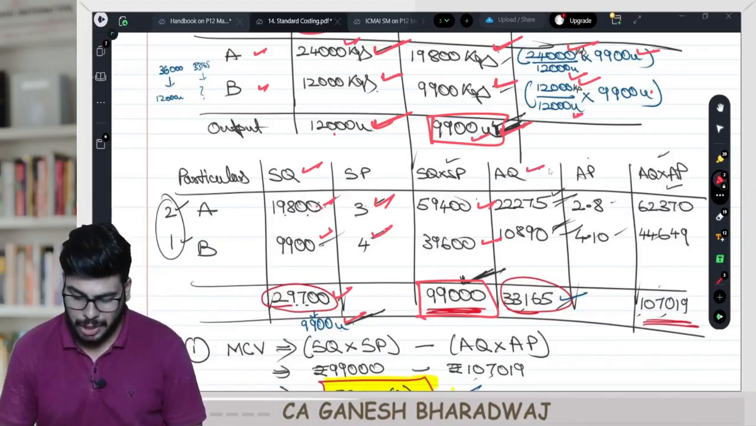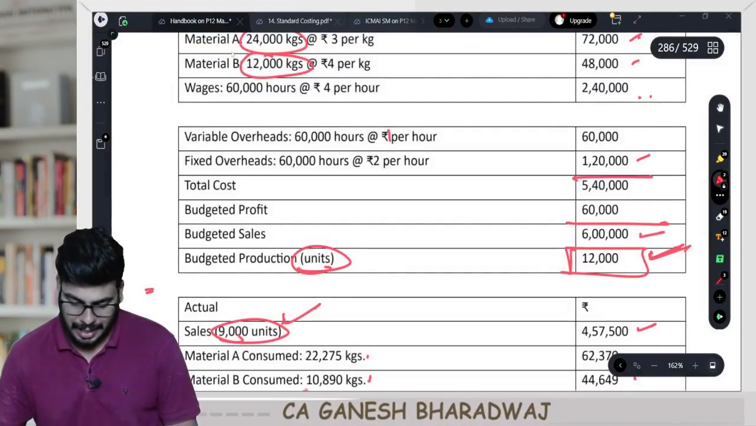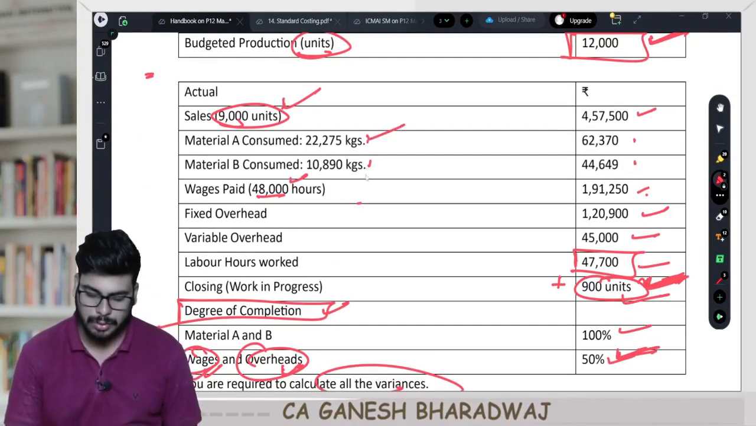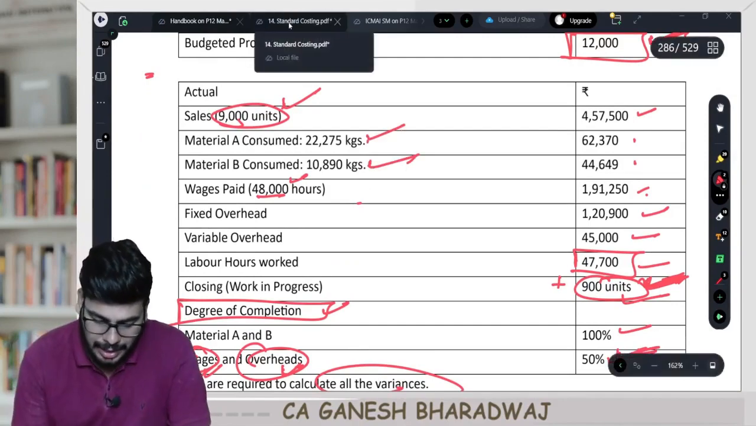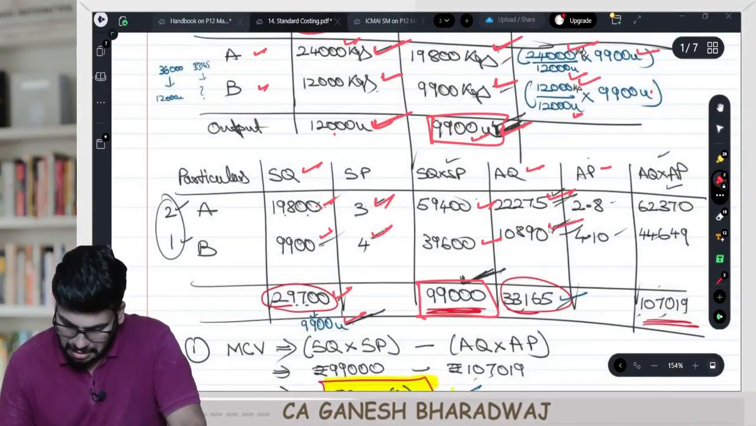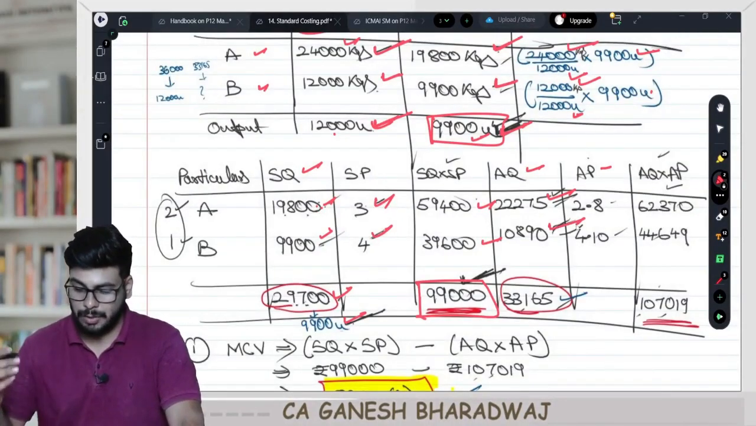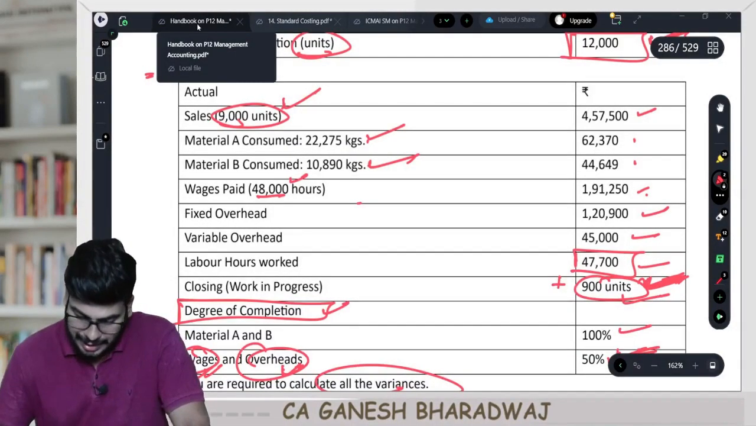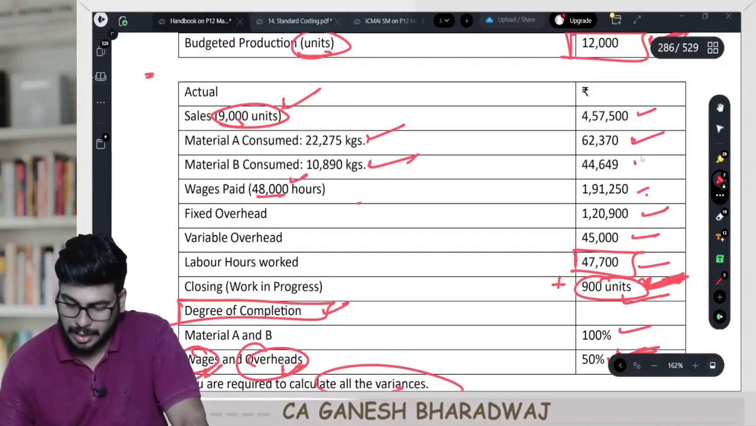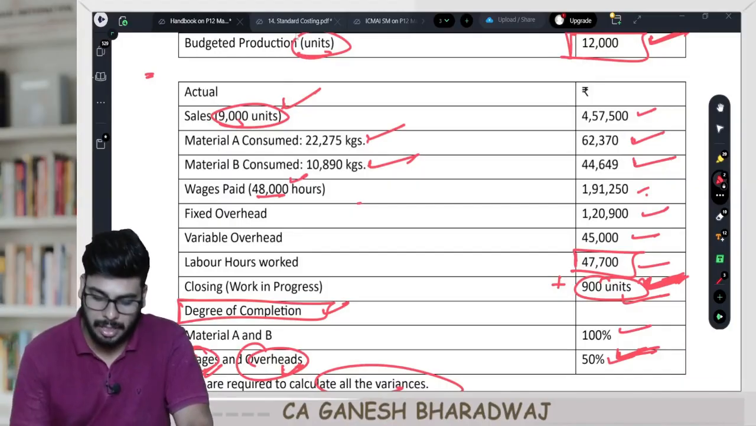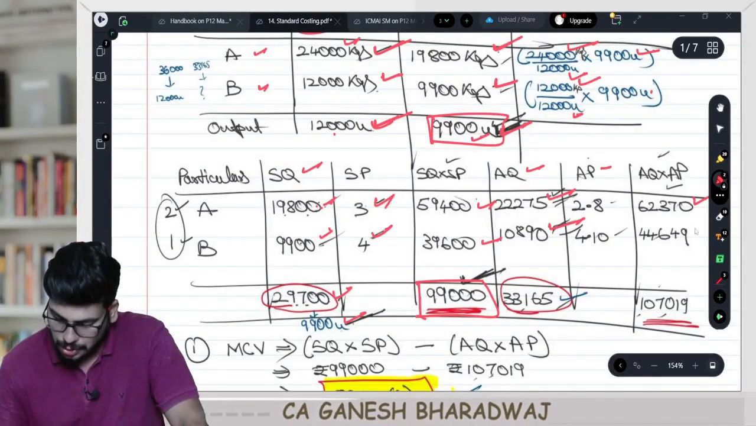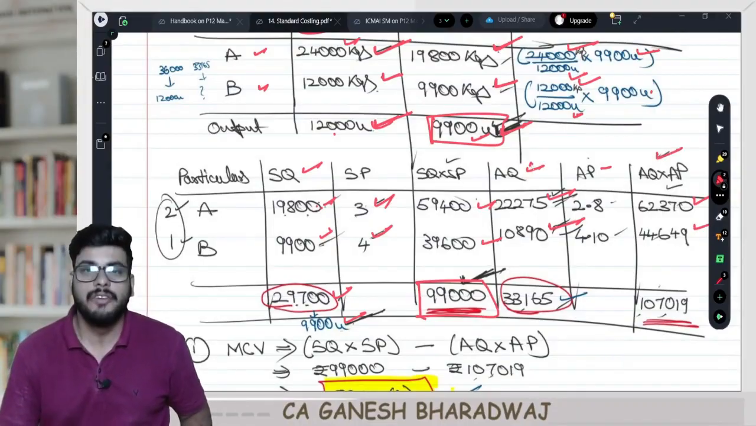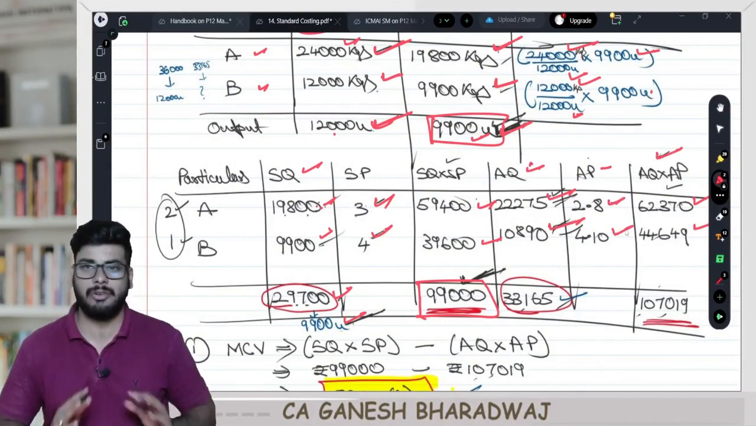But what has happened? Actual quantity and actual price, these data, we can arrive at it from here. So now how much actual kgs of A and B were consumed? 22,275 and 10,890. Clear with this, guys? These were the actual quantities of A and B consumed, right? And what was the actual cost of A and B? These figures are also there. 62,370 and 44,649. You can just put these figures here. Now divide the total value with the actual quantity, you will get the actual price also. Are you clear with this?